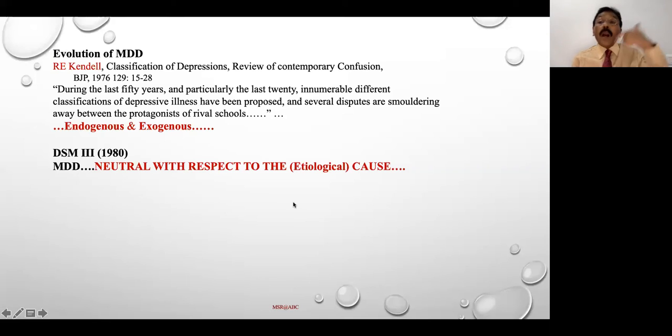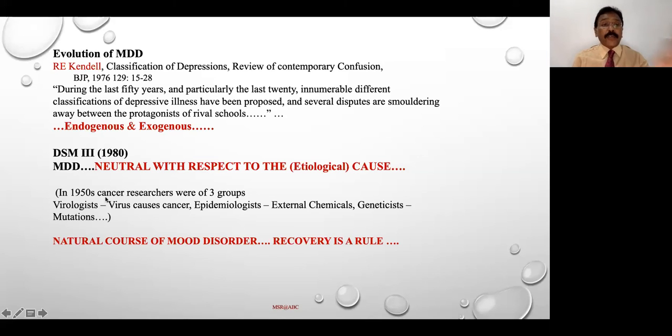Some of you may say that etiology is the most important thing, that's what RDoC is talking about, but for the sake of it, I just put this point. In the 1950s, not very long back, cancer research had three groups. Somebody said cancer is secondary to viral infection. Somebody said cancer is secondary to external chemicals. Somebody said it's a genetic mutation. Maybe all three are together ultimately in the development of cancer. But if you look only at the etiology, this kind of classification may happen, and the patient may not get the correct treatment. And then these are very important points.